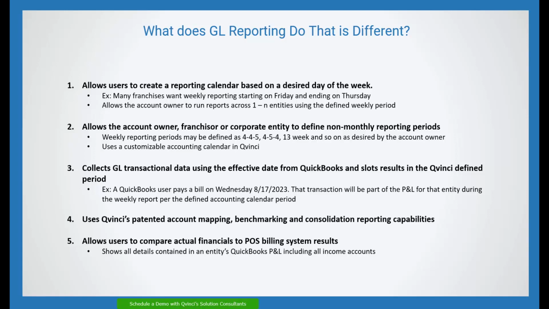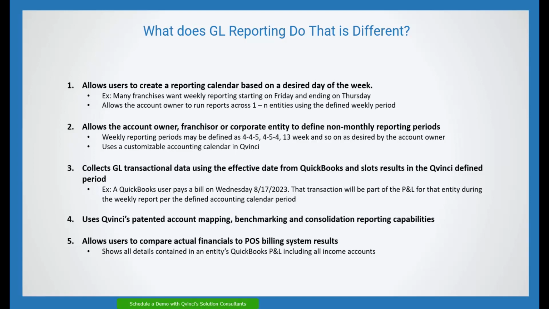And so what does GL reporting do that's different? Well, it will allow the user to create a reporting calendar based on the desired day of the week. Like I said, as an example, many franchises want to have their weeks reporting Friday through Thursday, keeping the weekends together, restaurants being an example. And it allows the account owner to run reports across 1 to N entities using the defined weekly period. So imagine that let's say you were a franchise and you had 75 locations. Qvinci will pull the reports from all the locations and do all reporting, say, Friday through Thursday, or if you wanted Wednesday through Tuesday, whatever you want it to be, and consolidate all those entities and benchmark them and put them up side by side on a non-Sunday aligned reporting period.